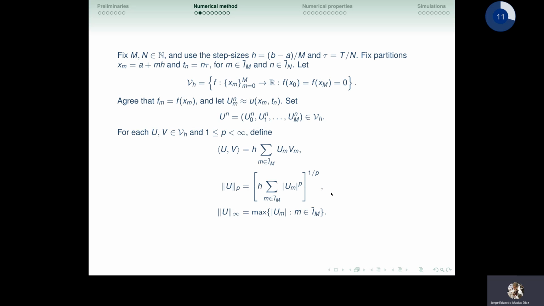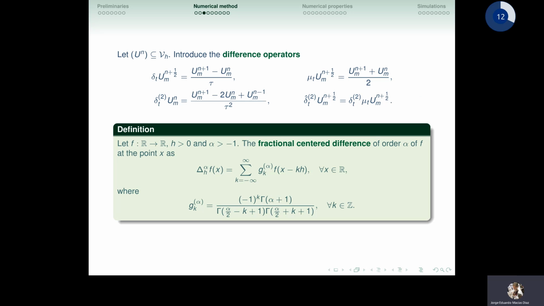To that end, we fix a uniform partition of the interval [a, b], with norm equal to h, and a uniform partition of the interval [0, T], which has norm equal to tau. We introduce the usual discrete inner product, the p norm, and the infinity norm. We recall some traditional difference operators, which are these ones.